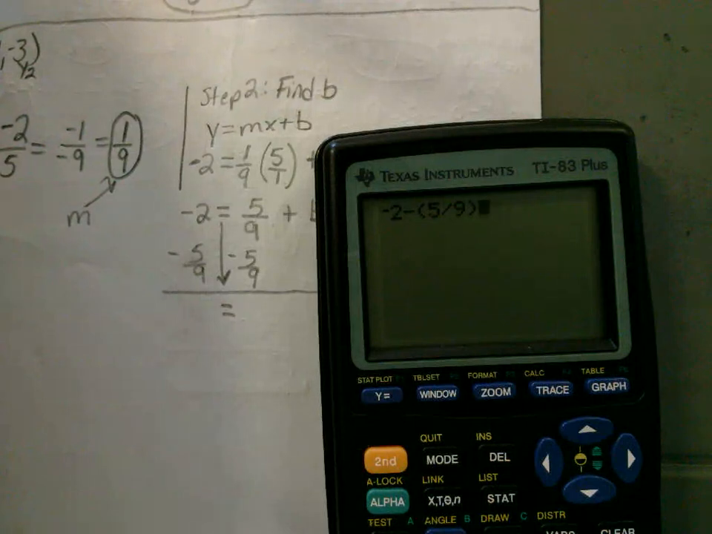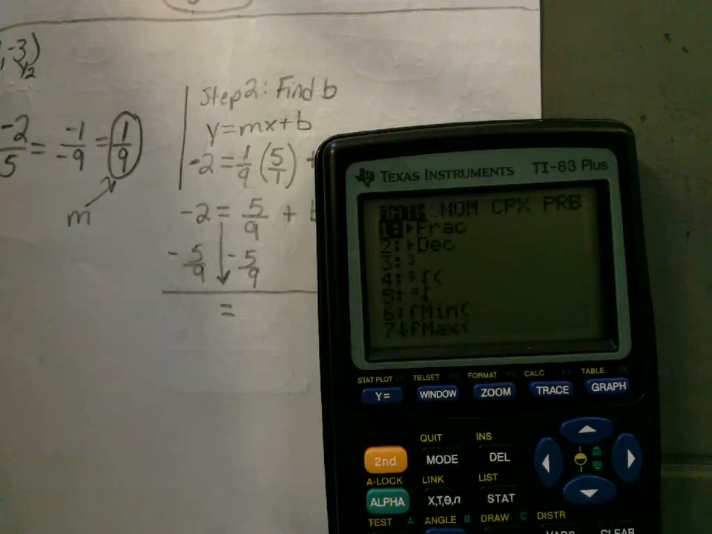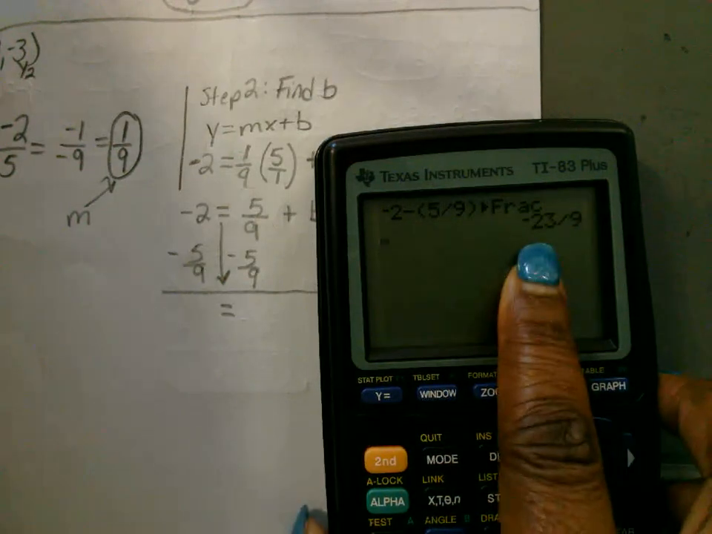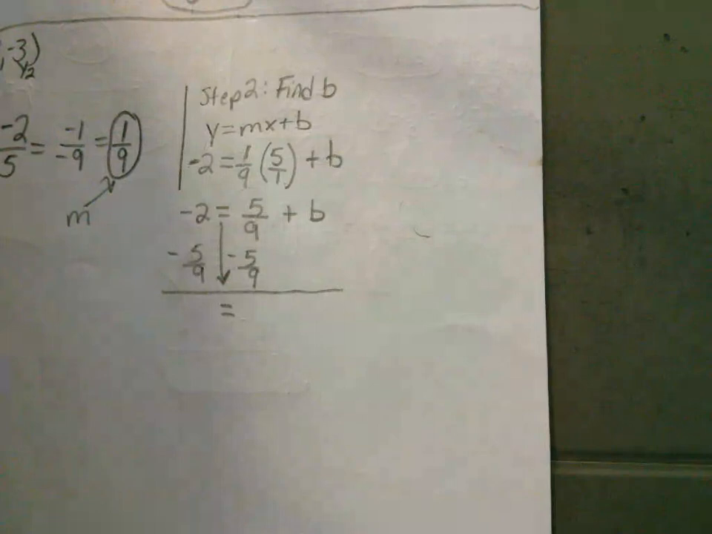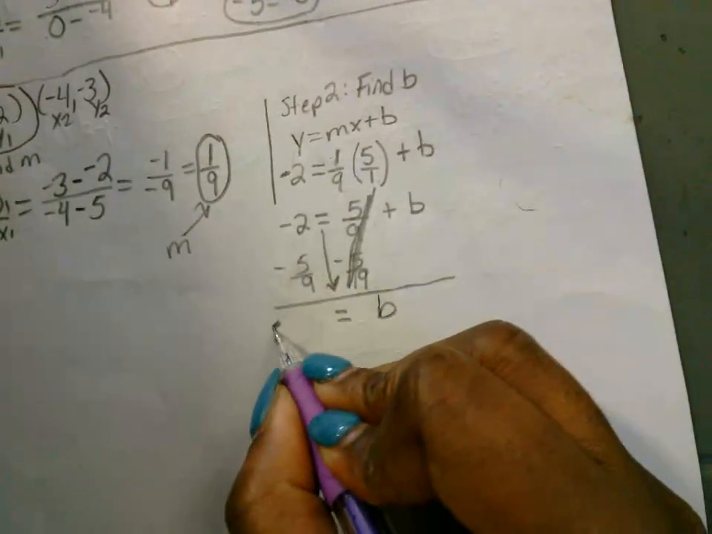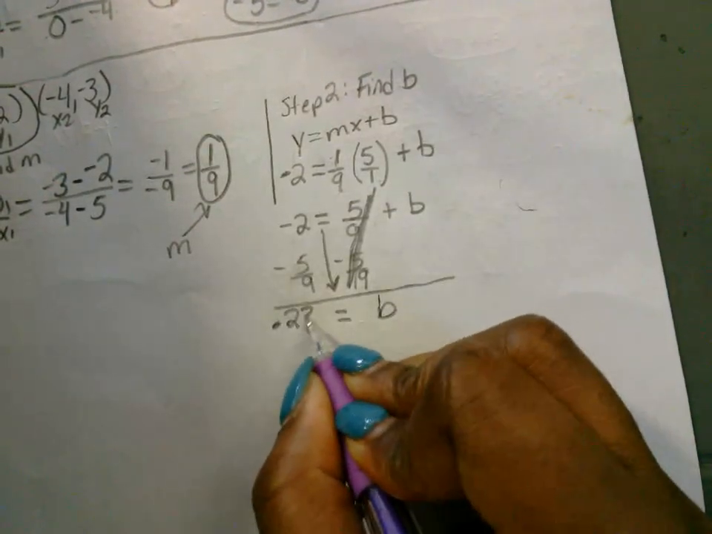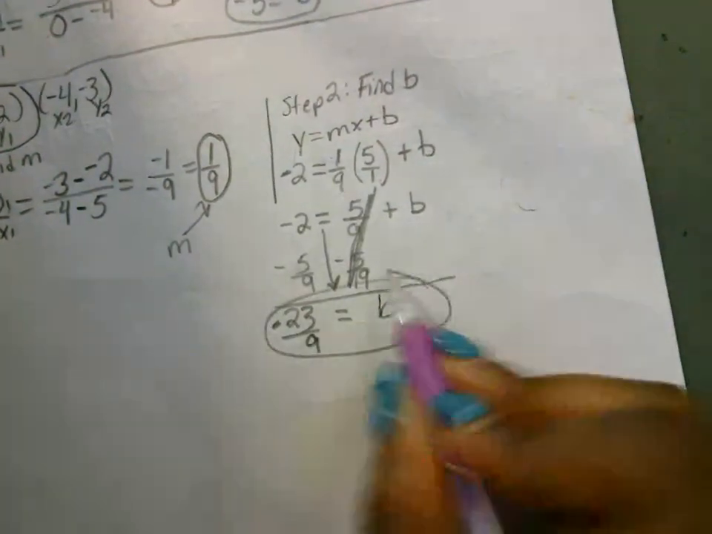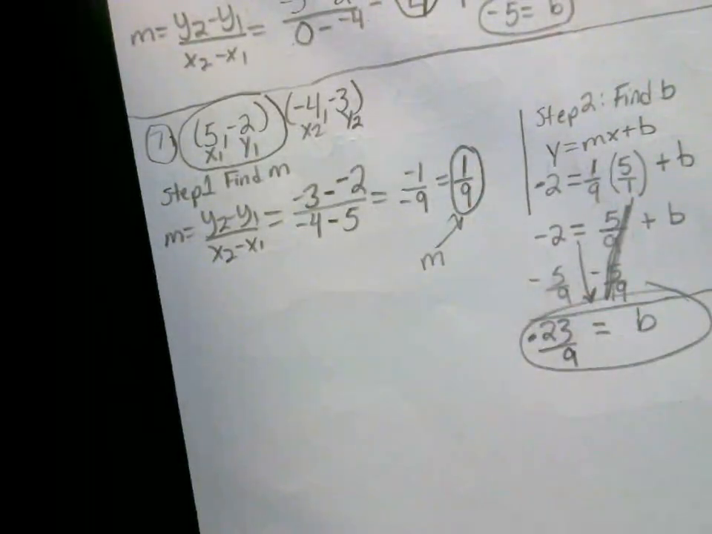I need to see it in your calculator. Math, enter. Math, and then press enter for fraction. We want it written as a fraction. So this is our answer, -23/9. So this is gone. That's 0. We're left with b. And what is b equal to? -23/9. So our answer, I need you to write the equation. Put your calculators back, please.